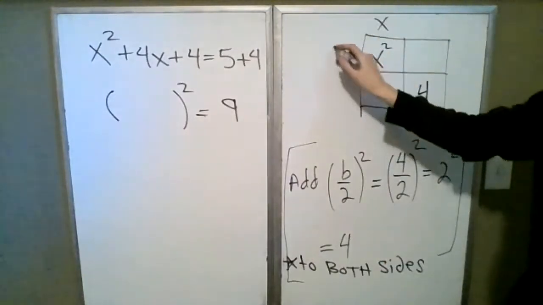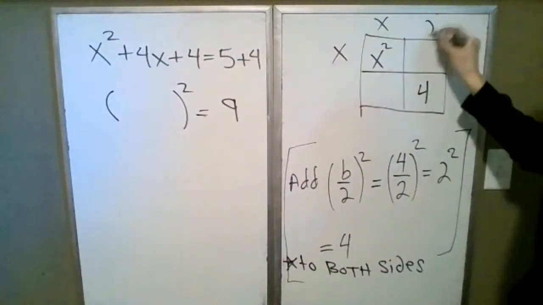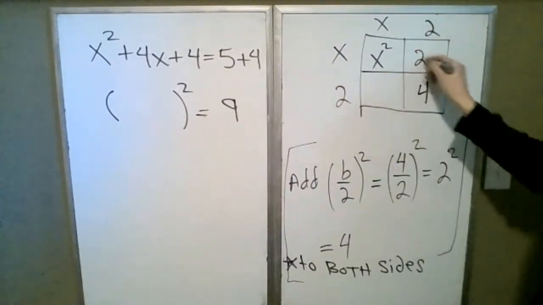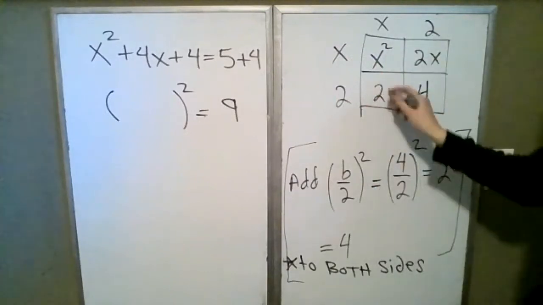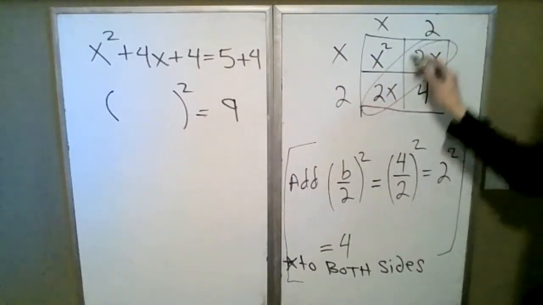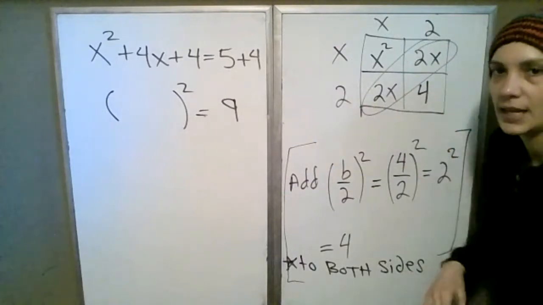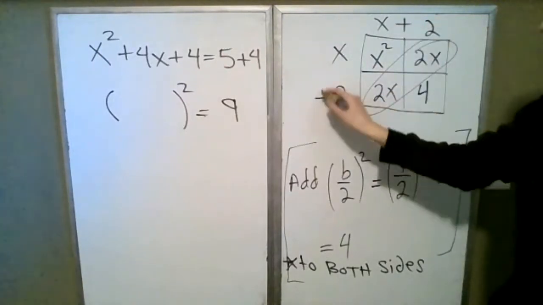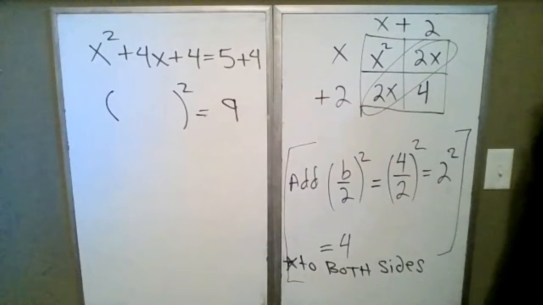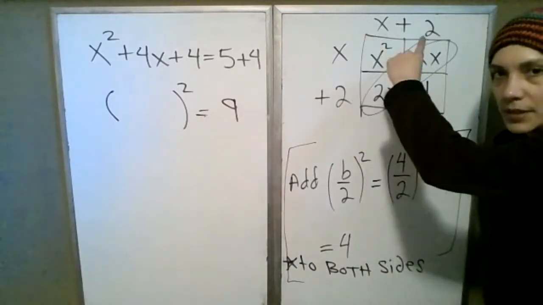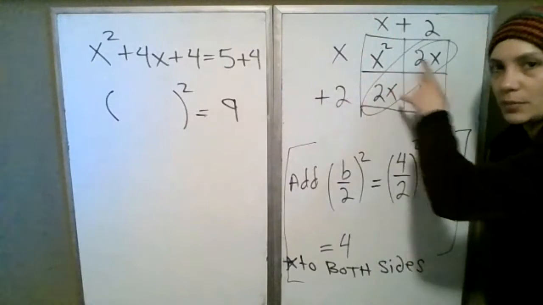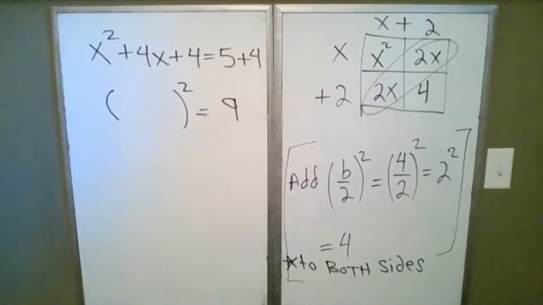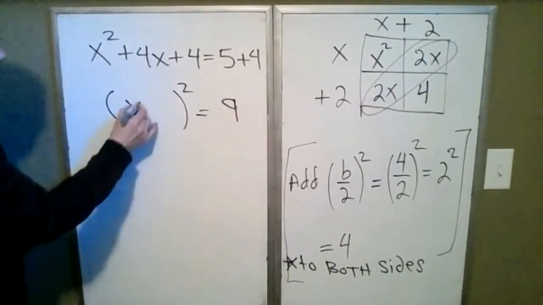X squared is x times x. 2 times 2 would be 4. You'd have 2x, and 2x. This would add to positive 4x, and we do have a positive 4x if these are both positive too. Okay, so x plus 2 times x plus 2 is x squared plus 4x plus 4. X plus 2.